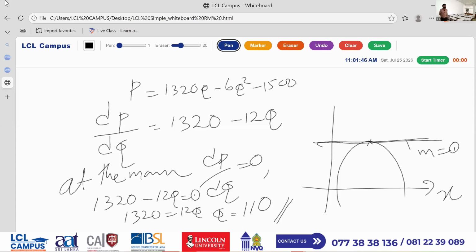Is it 110? 1320 divided by 12. 110 it is. Right? It's okay, easy. The most important part is that at the turning point, differentiation equals 0. The reason is this one. Right? Okay.